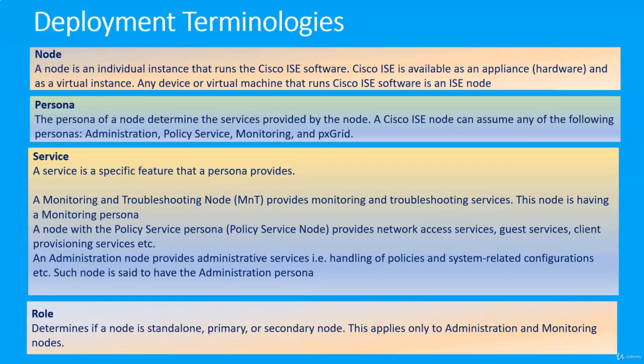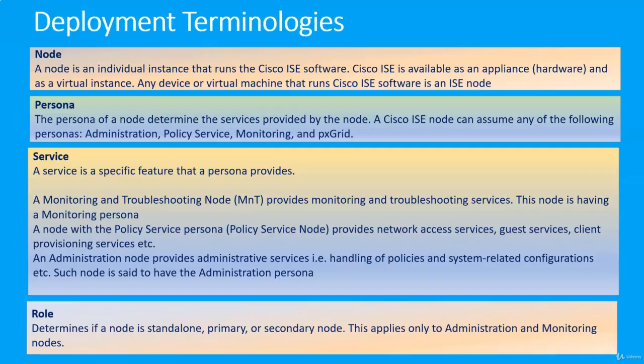In this video, I will introduce you to ISE deployment terminologies. A node is an individual instance that runs ISE software. Cisco ISE is available as an appliance and as a virtual instance. Therefore, any device or virtual machine running ISE software is an ISE node.